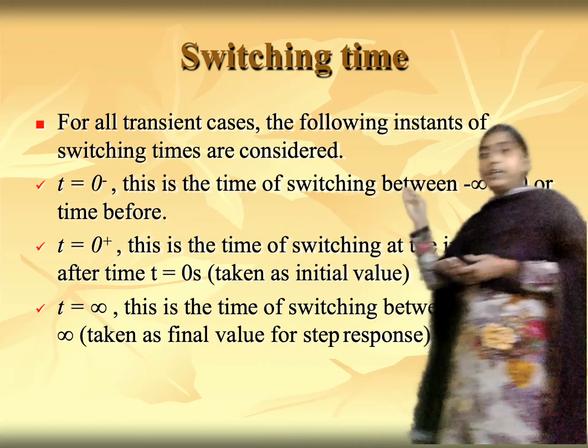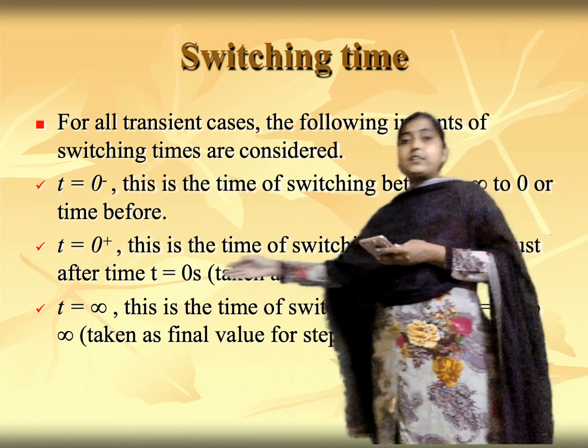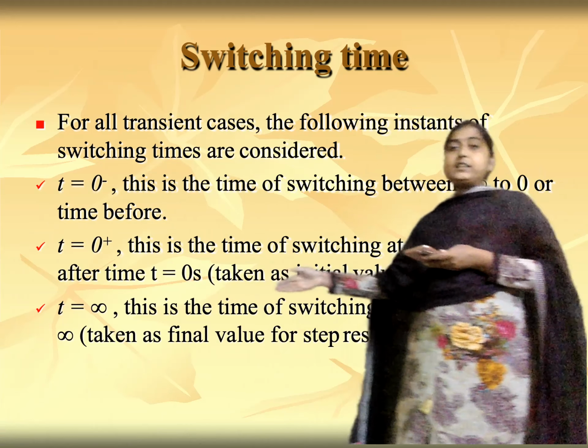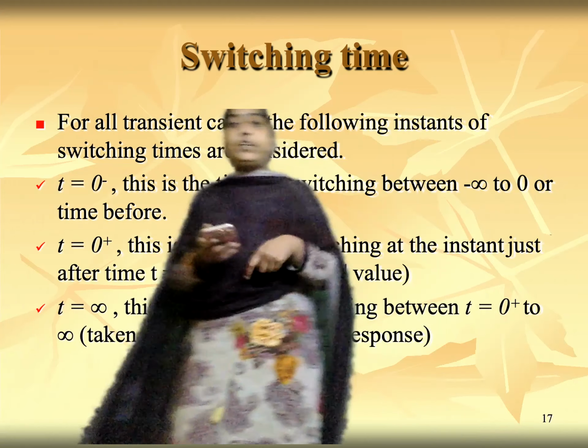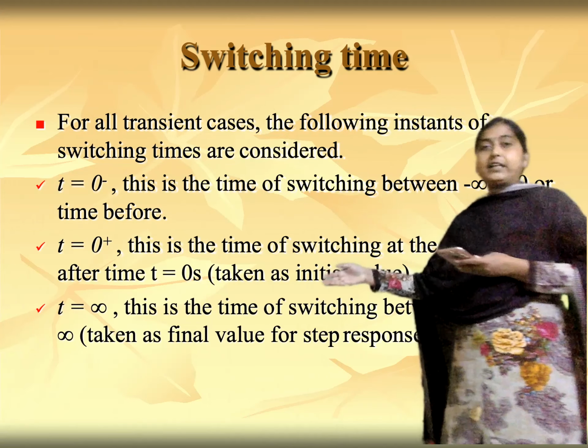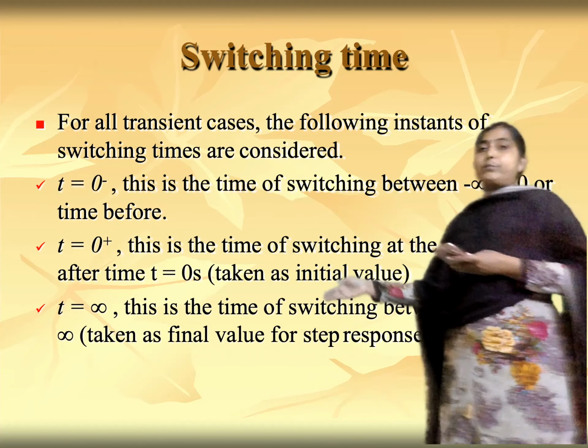So, 0 minus indicates the time before, t is equal to 0 plus indicates just the time after t is equal to 0 seconds, and the last one is t is equal to infinity. This is the time of switching between t is equal to 0 plus to t is equal to infinity, taken as the final value for the step response. So, these are the switching times with respect to any transient analysis of RL or RC circuits that you need to consider.